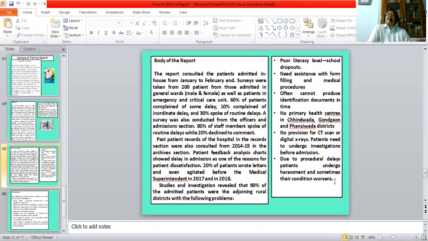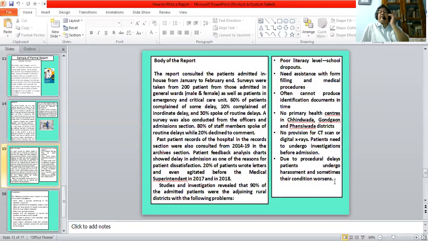There are no primary health centers in Chhindwara, Gurgaon, and Pasiwara districts. So there is no provision for CT scan or digital X-rays. In these places, patients need to undergo investigations before admission. So this will further slow up the admission process, to undergo medical tests and diagnostic tests before being admitted. But actually, if they have not undergone these tests before, there is really no other option for the hospital.